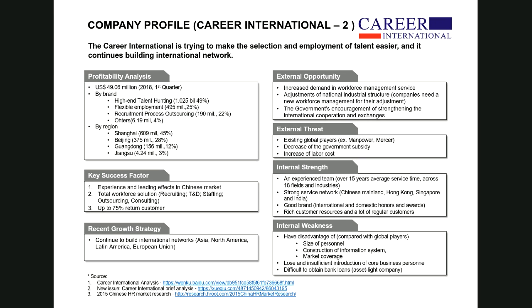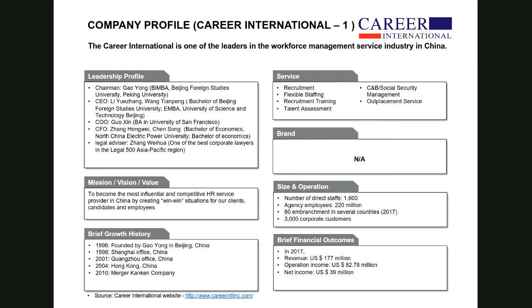That is their strengths. Let's see. They are experienced as a team, 15 years, of course, in 8 different industries, with a strong service network in Hong Kong, Singapore, and India, a good brand image and rich customer resources, because they built good global networks. That's related to this. So if we start with the people analysis, that will tell you a lot.